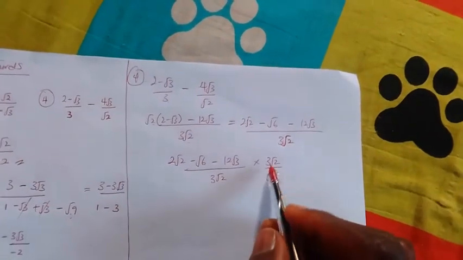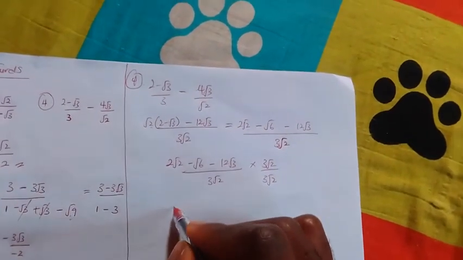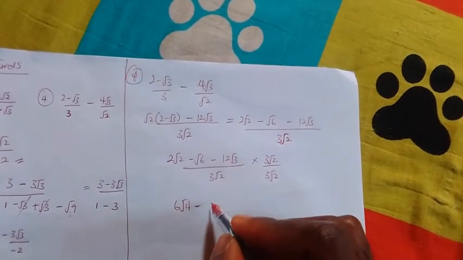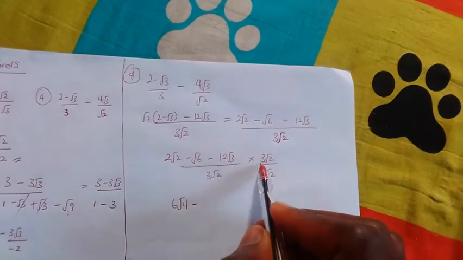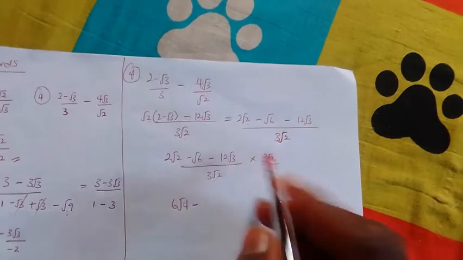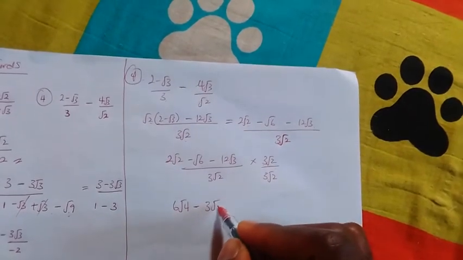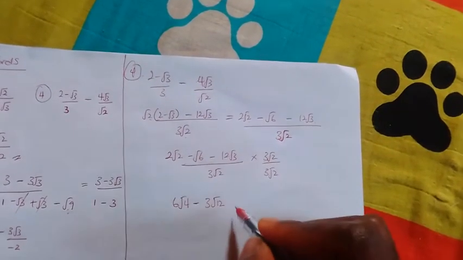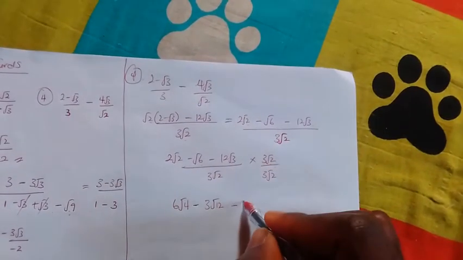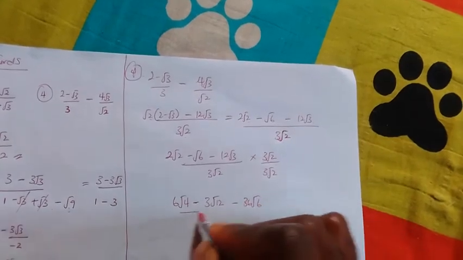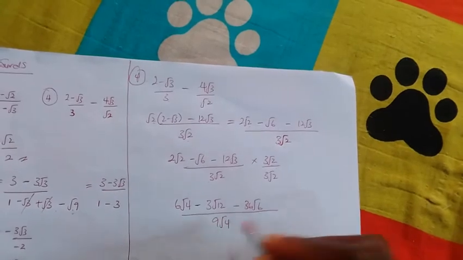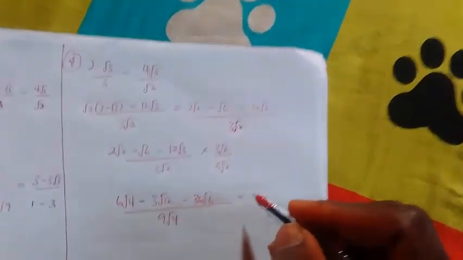Okay, multiplying, what do we have? This times all this here. That becomes 6 root 4 minus, this is 2 times 3, 6. Root 2 times root 2 is root 4. Root 6 times 3 root 2, that's minus 3 root 12. This is minus also. 12 root 3 times 3 root 2 gives us what? 36 root 6 over, this gives us what? 9 root 4. Okay, so this numerator gives us what?